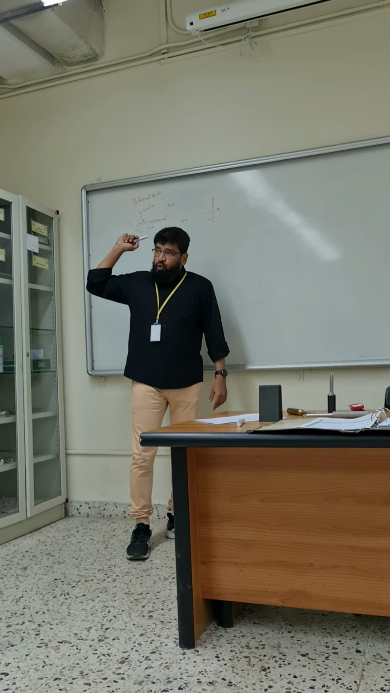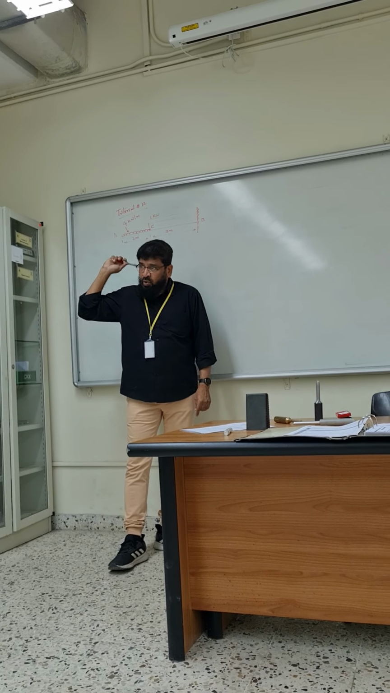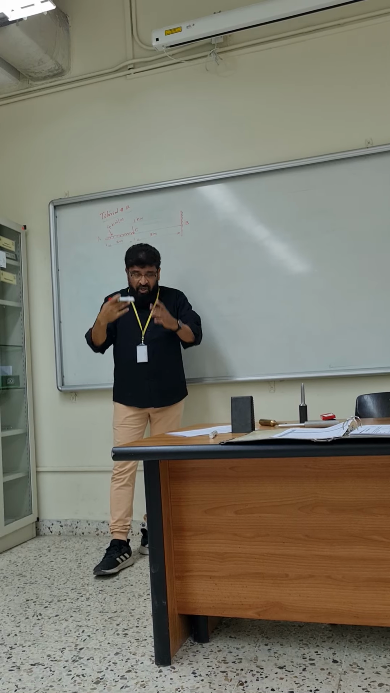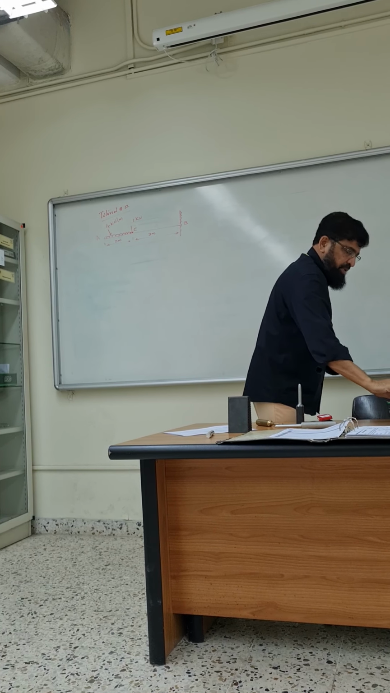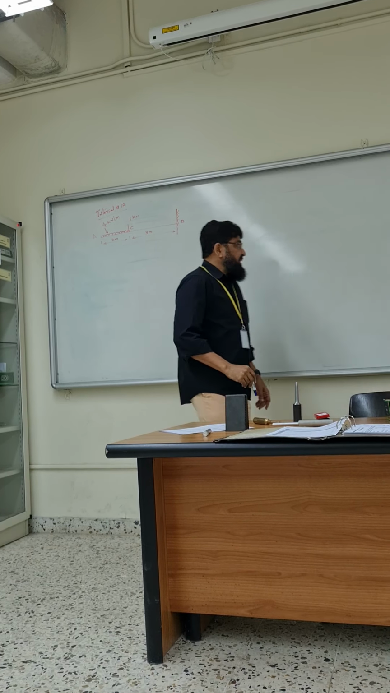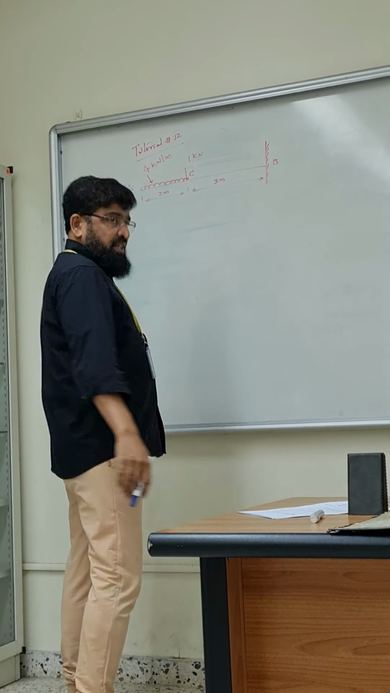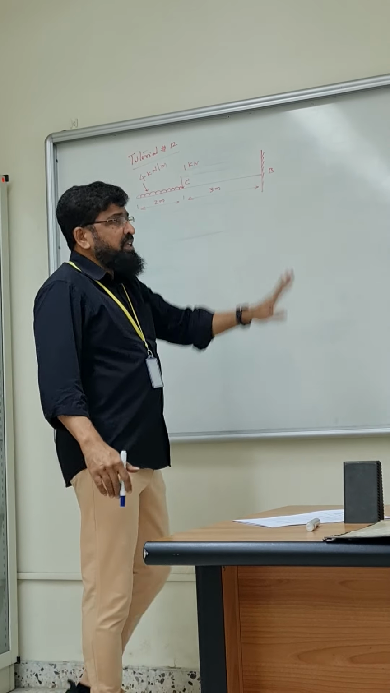On to tutorial number 12. With the introduction we had, it is a bit easier for us to solve this problem. Now let us see what he has given. He has given me a cantilever beam, and the beam is like this, with everything on the left side. Okay, no problem. We have the symbol.